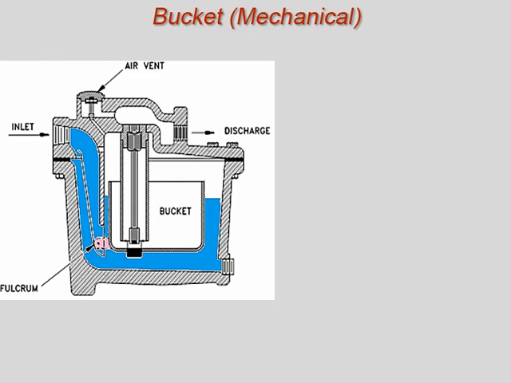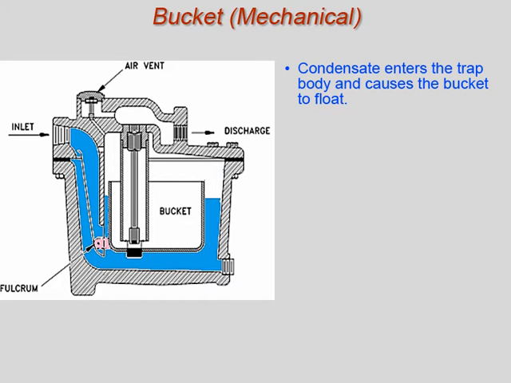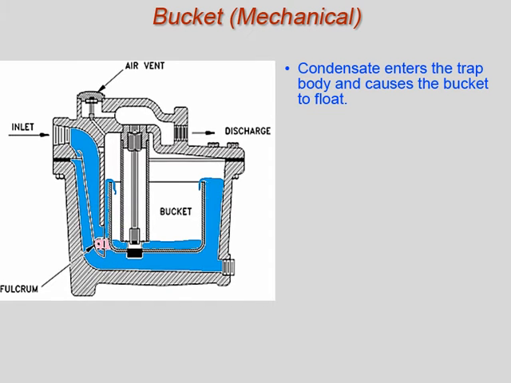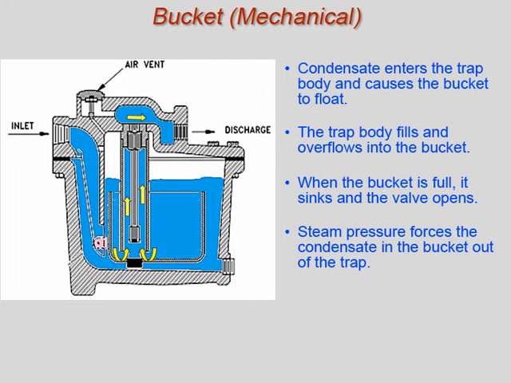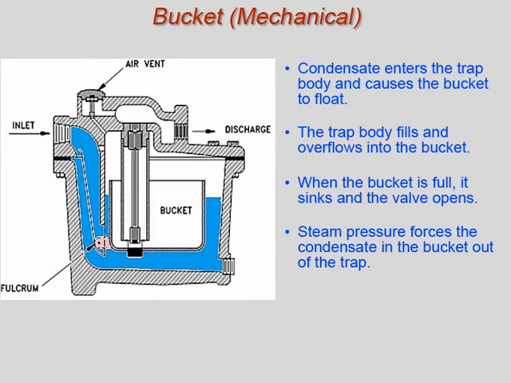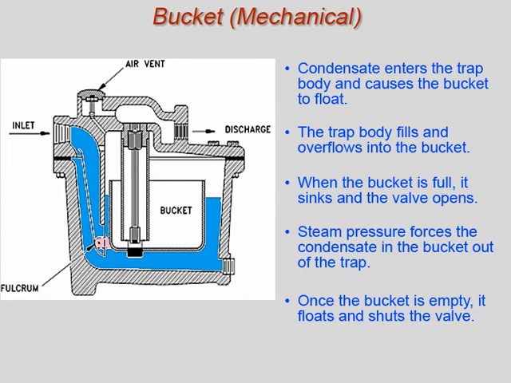One of the oldest types of traps is the bucket trap. The bucket steam trap uses a valve and bucket arrangement. Condensate enters the trap body and causes the bucket to float. The bucket is connected to the valve, which is closed when the bucket floats and is open when the bucket sinks. Condensate continues to flow into the trap body until the trap body fills and overflows into the bucket. When the bucket is full, it sinks and the valve opens. Steam pressure forces the condensate in the bucket out of the trap through the valve. Once the bucket is empty, it again floats and shuts the valve.